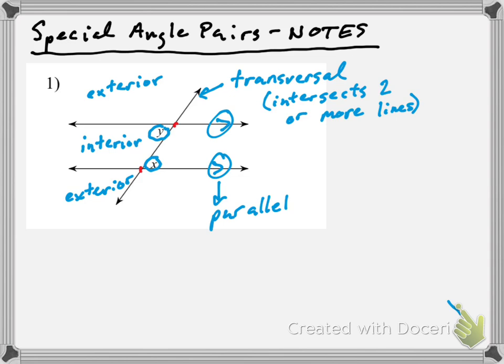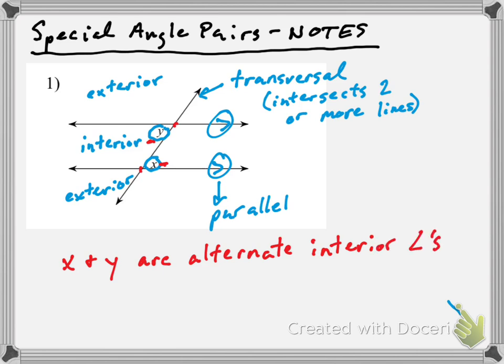X and Y are interior. They're inside the 2 lines. They're on opposite sides of the transversal. So X and Y are called alternate interior angles. Alternate means, if you want to think of it this way, opposite. They're on the opposite sides of the transversal. Interior, they're both interior angles.